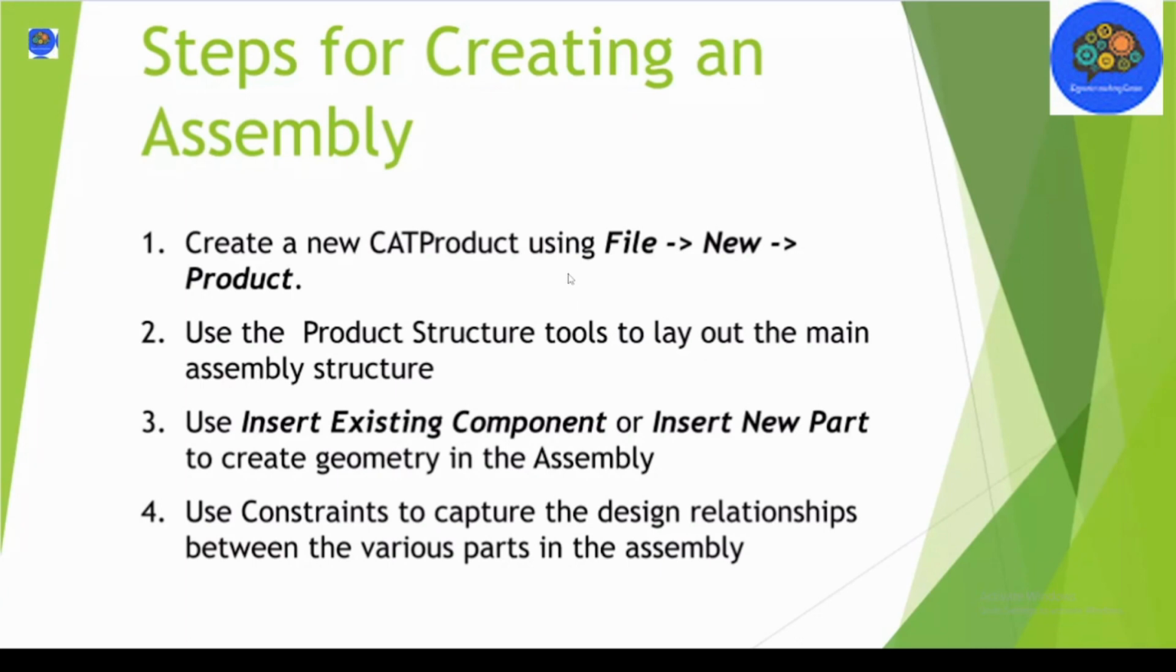The step-by-step procedure for creating an assembly is: create a new CATIA product using file, new, and then product. In the file menu, we will be selecting new, and then we will be selecting product in the dialog box. Okay, use the product structure tools to lay out the main assembly. To create the geometry in the assembly, use insert existing component or insert new part. Okay, use constraints to capture the design relationship between the various parts in the assembly.